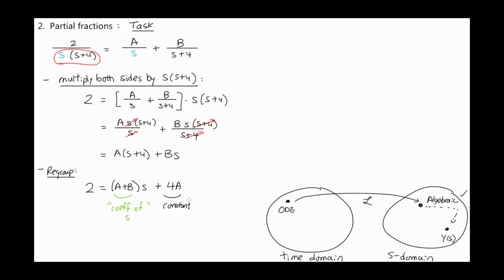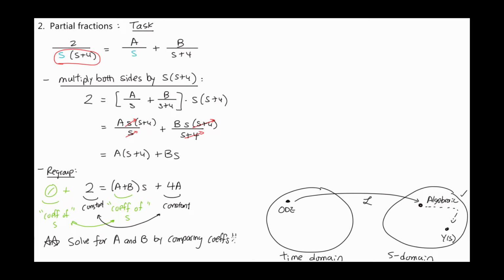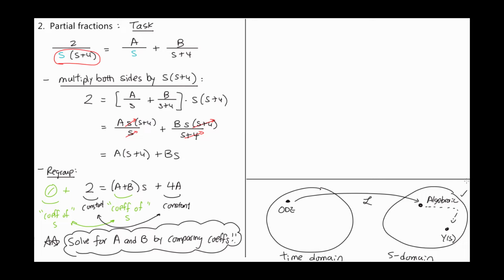Now on the left hand side we have a constant term, and you might wonder, what about s on the left? Well, it's actually 0. So now we can compare the coefficients, and we can solve for A and B by comparing both sets of coefficients. Alright, let's do it. The coefficient for the s terms is 0, right there, equals A plus B. Whereas for the constant term, if you compare them, you get 2, right there, equals 4A.